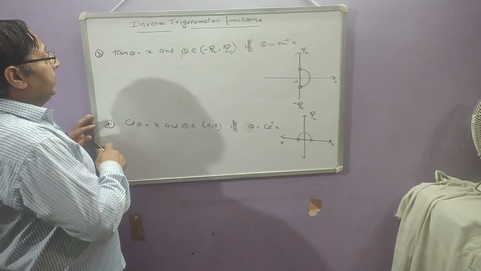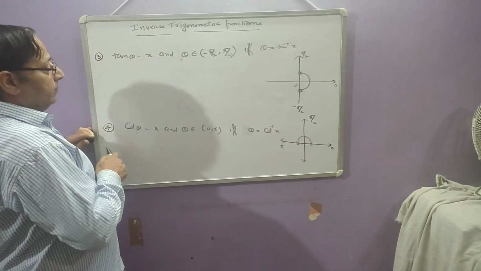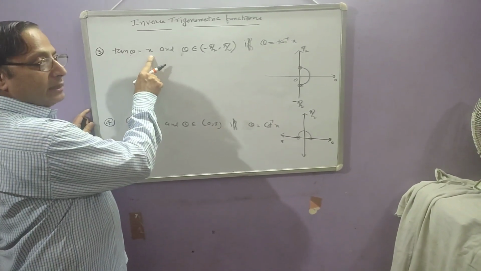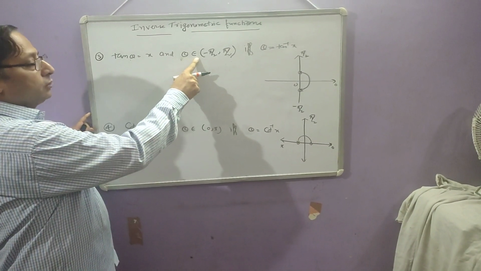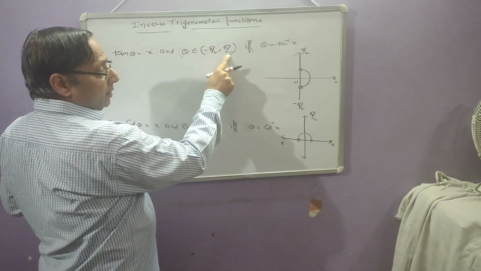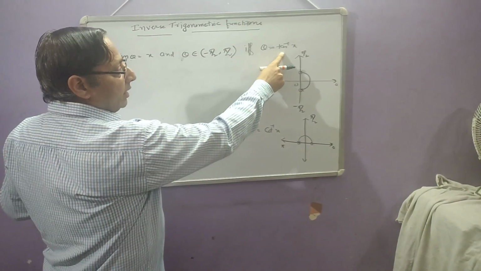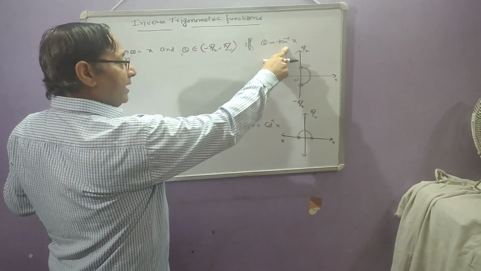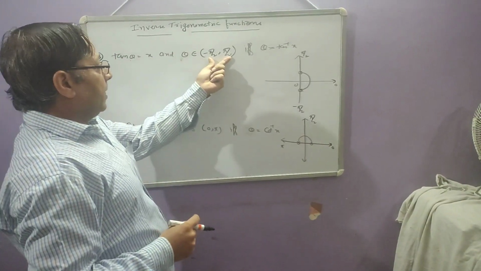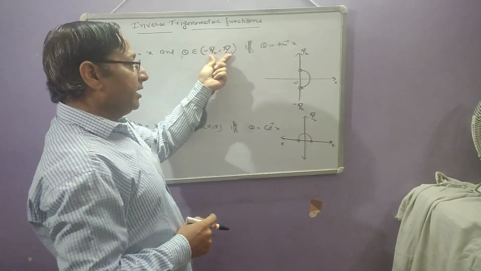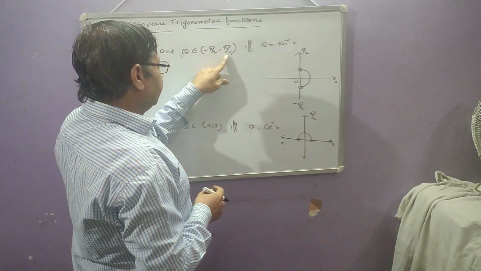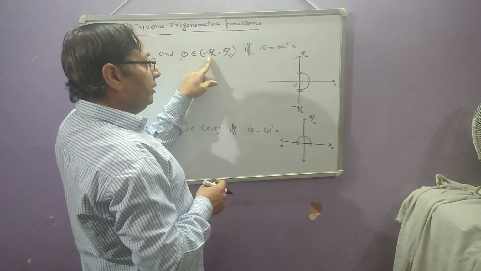Now the third T ratio is tangent inverse. Whenever tangent theta is equal to x and theta belongs to the open interval minus pi by 2 to pi by 2, if and only if theta is equal to tangent inverse x. Now look at this interval minus pi by 2 to pi by 2. It is open interval. It means neither pi by 2 is included nor minus pi by 2 is included.